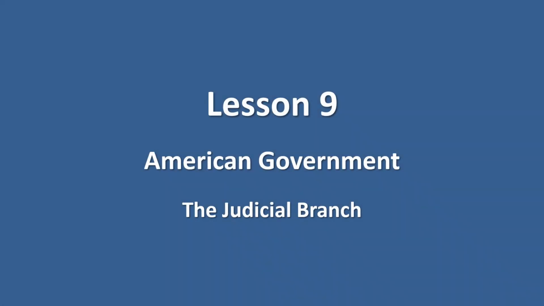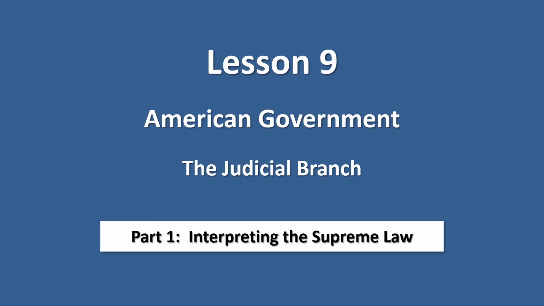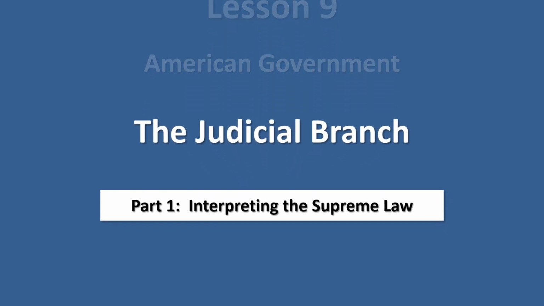Citizenship on the Go. Lesson 9. American Government. The Judicial Branch. Part 1. Interpreting the Supreme Law. This lesson explains the structure and function of one of the three branches of the U.S. government, the judicial branch.